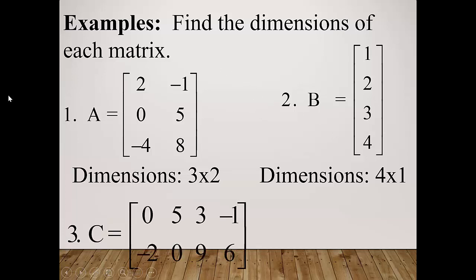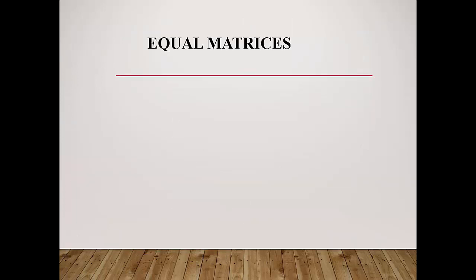So how about that one? What would that be? It would be 2 rows and 4 columns, right? So it would be a 2 by 4. That's the first thing that we need to be able to do with matrices, be able to tell the dimensions. So it's rows by columns.